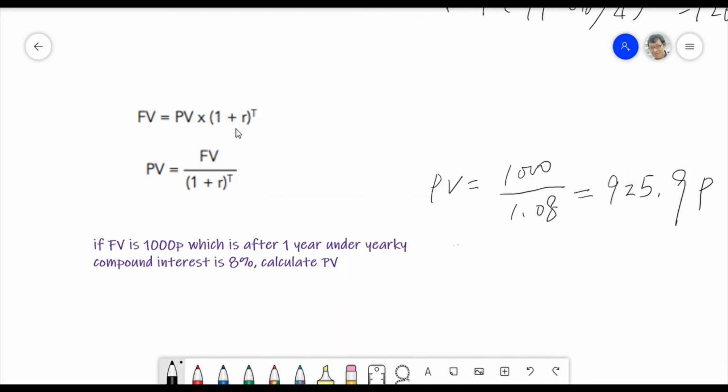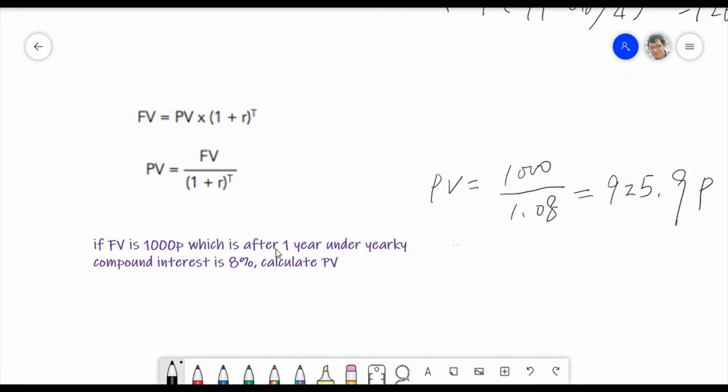This is the formula for both future value and present value. In fact, it's a reverse operation. If you look here, it's divided by 1 plus r to the power t, and then it changes to PV equals FV divided by 1 plus r to the power t, right? So let's solve the question.